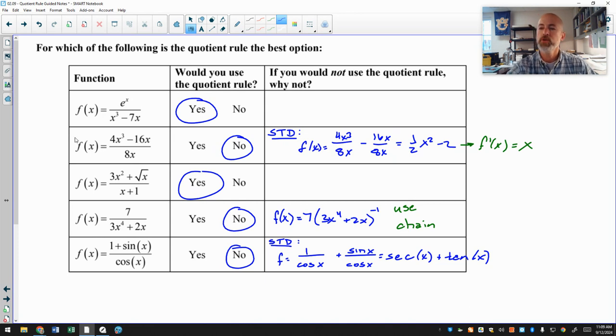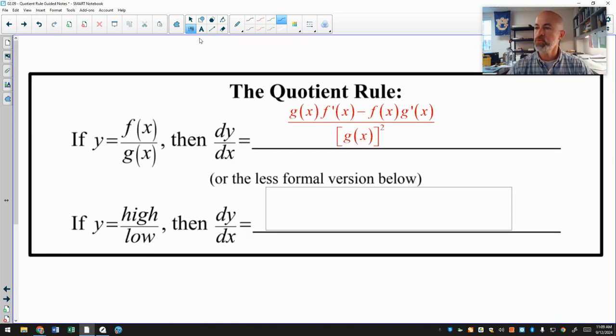So we've talked about the quotient rule. We've looked at functions when we would use the quotient rule and when we would not, but I have not yet shown you what the quotient rule is. So here is the quotient rule. If you have a function that is written as f of x divided by g of x and you cannot simplify it to avoid the quotient rule, then this is the quotient rule, and it is not very pretty.